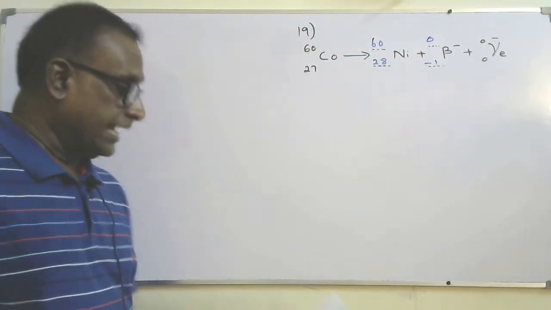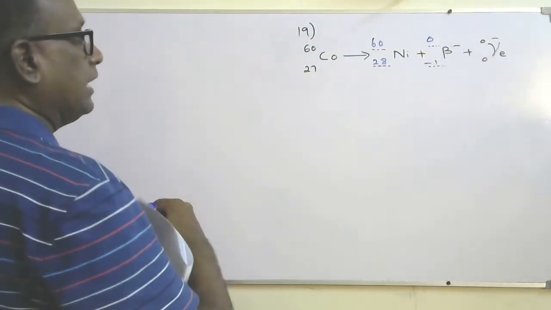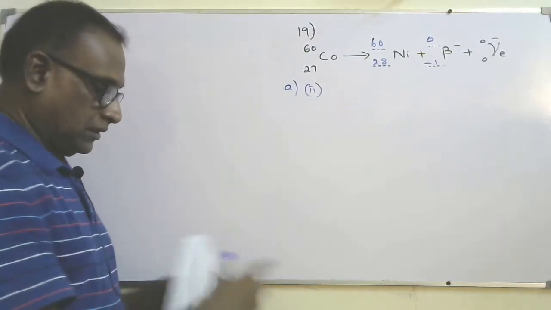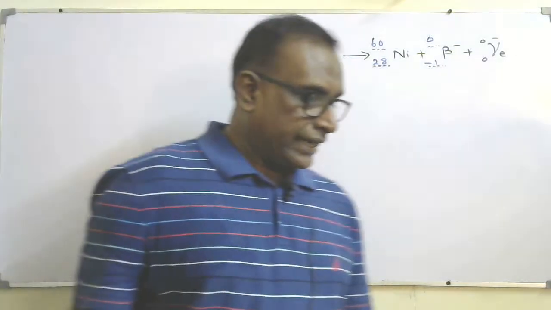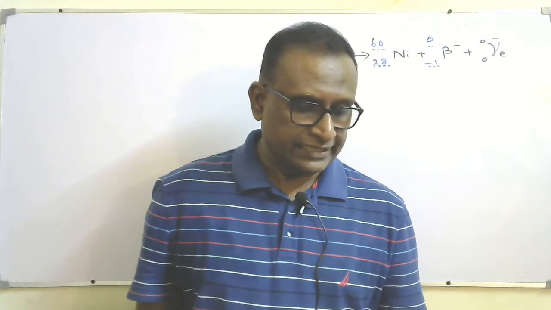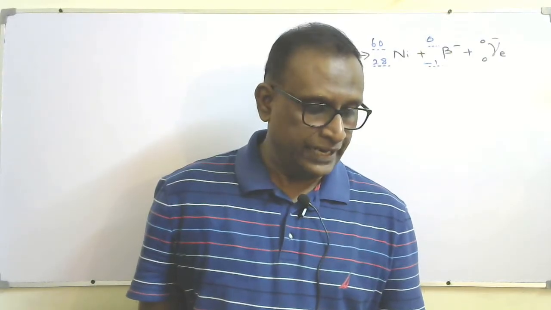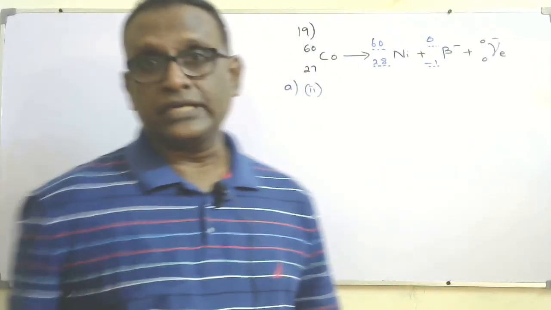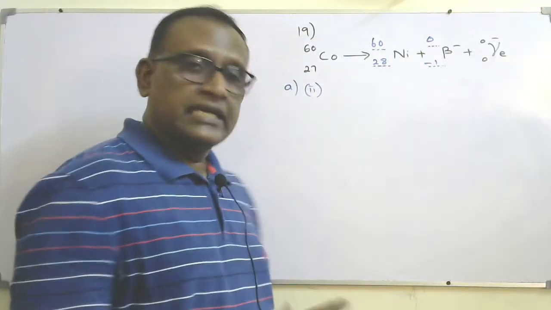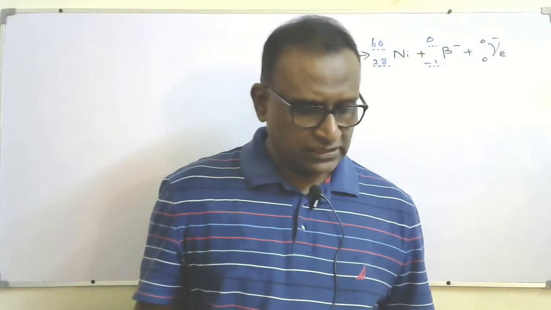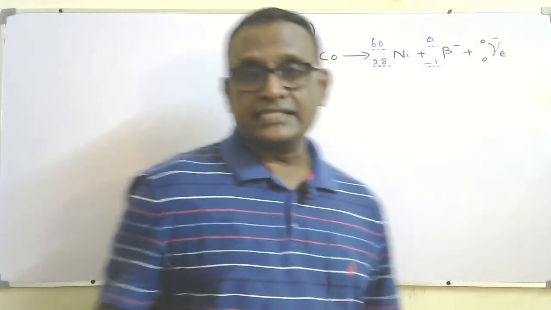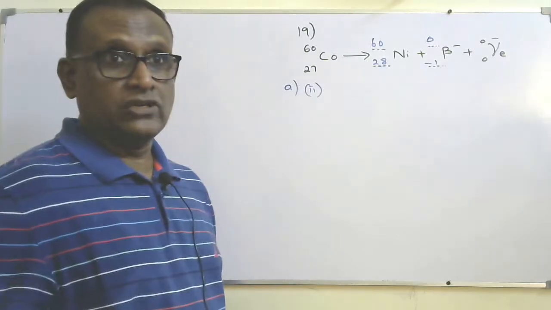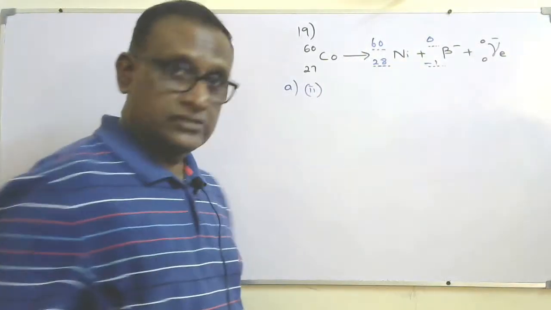Part A, first part is this part. A part, second part suggests why the majority of the energy released is shared between the beta minus particle and the antineutrino, not the nickel, right? So here the same thing, it's just a 1 mark question, but we can say here the initial momentum equals 0. Momentum of the cobalt is equal to 0, so the total momentum must be equal to 0.